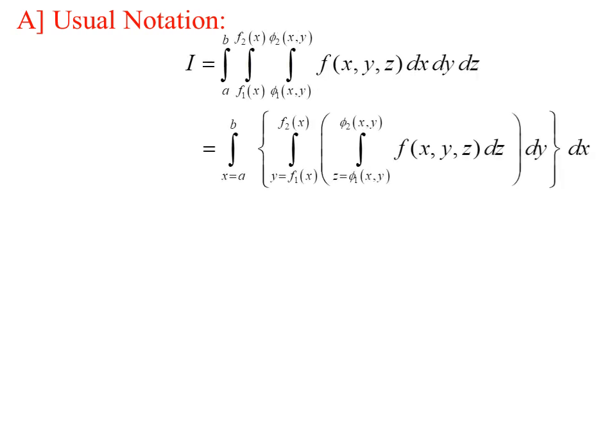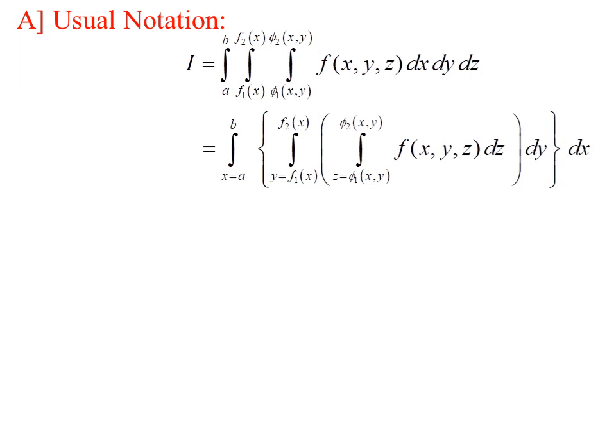Now here we are going to see a few usual notations once again. One of the usual notations I already explained to you, which is this one, where our triple integration is the integration from a to b, integration from f1 of x to f2 of x, integration from phi1 of x, y to phi2 of x, y, of f of x, y, z, dx dy dz.